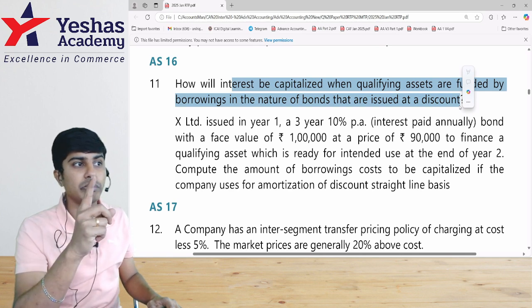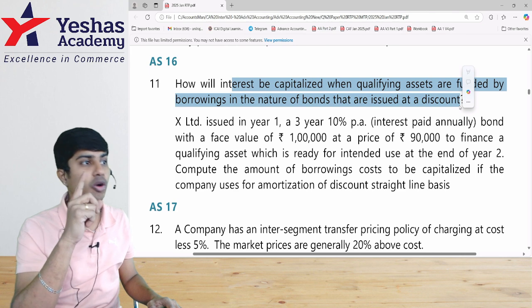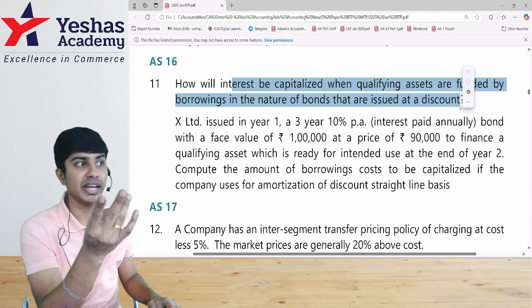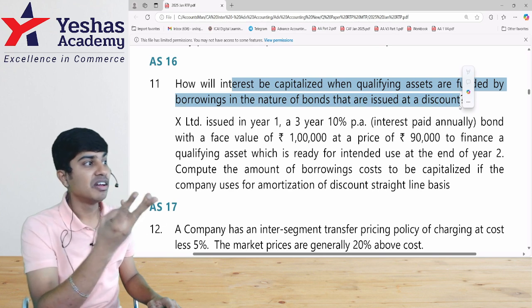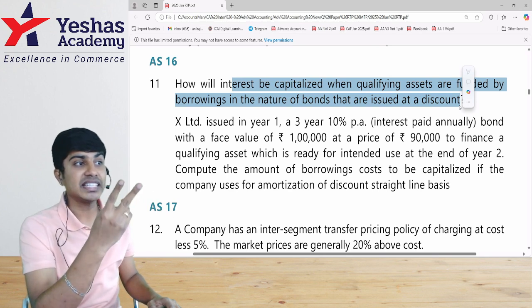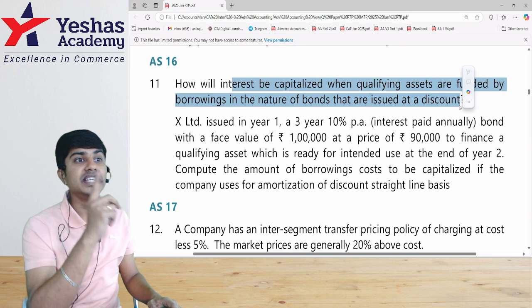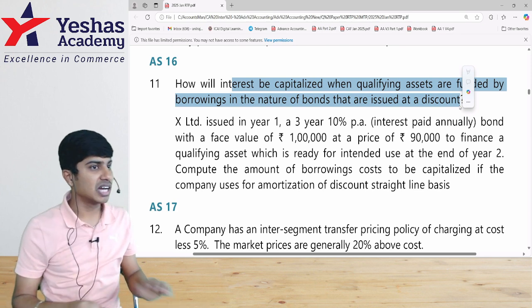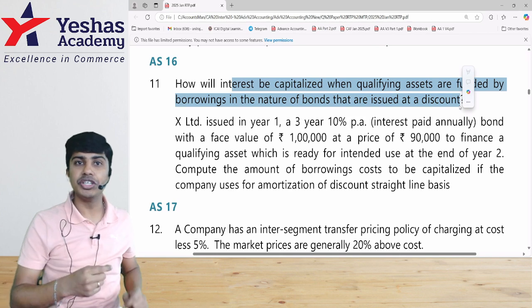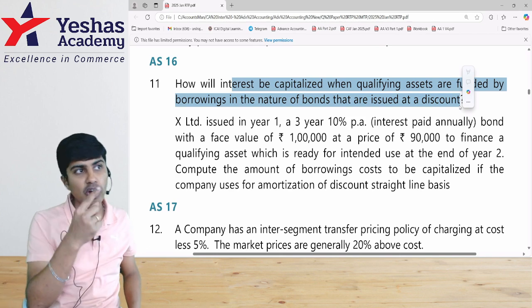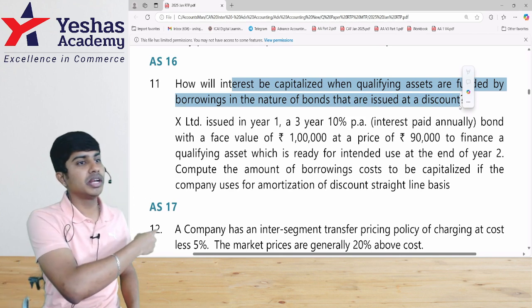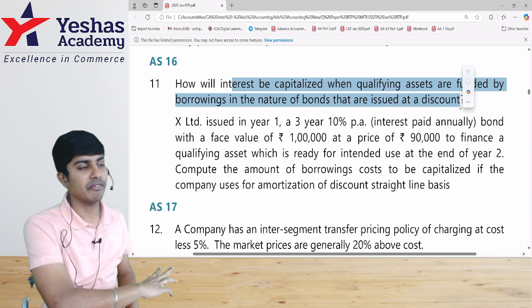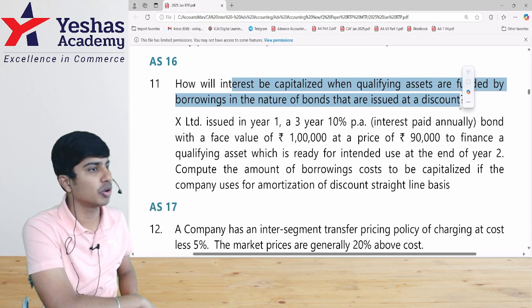You always need to remember the definition of the word borrowing cost. It includes FIDAE. Remember, F, finance charges; I, interest and commitment charges; D, discount. So any discount on issue of securities for the purpose of borrowing money to buy or set up a qualifying asset is also in the nature of borrowing cost.